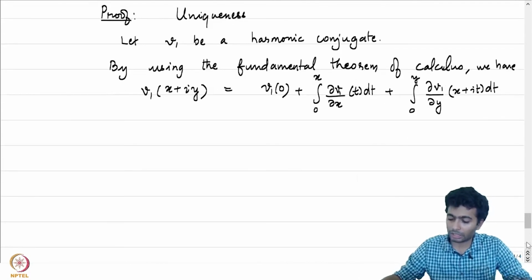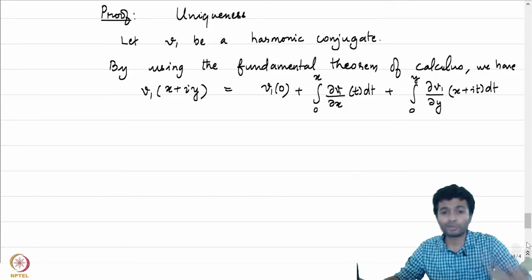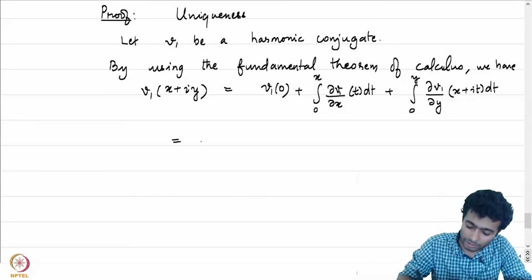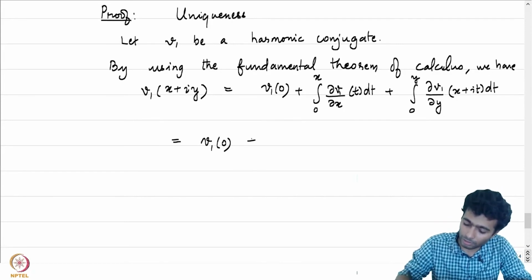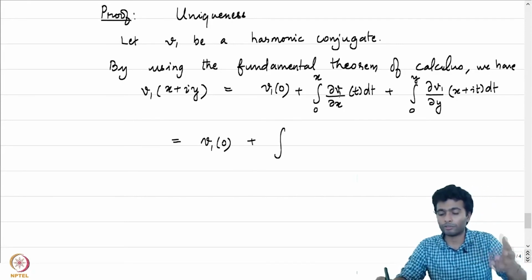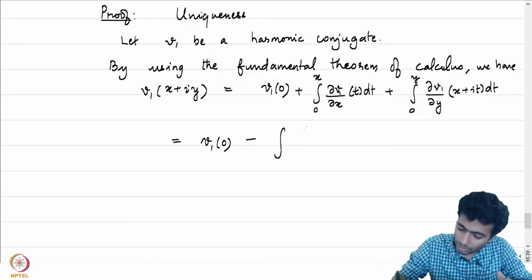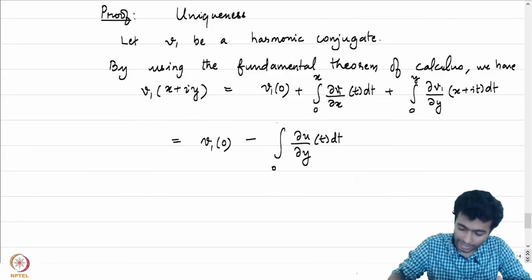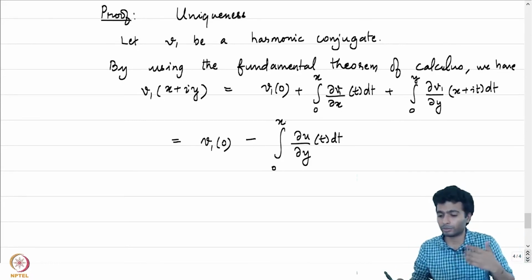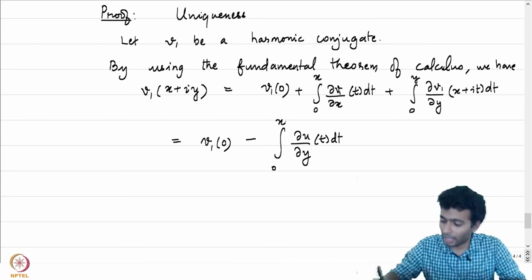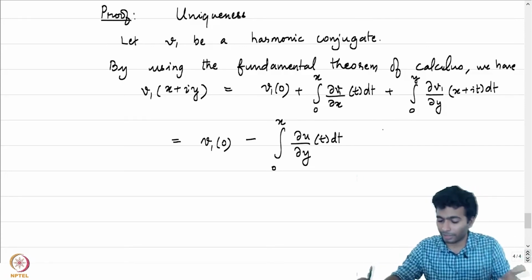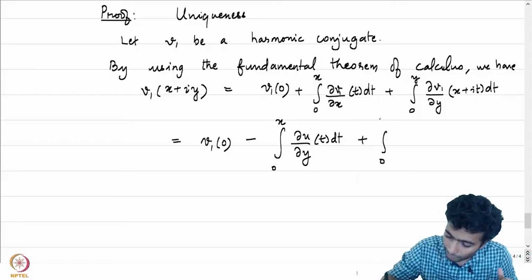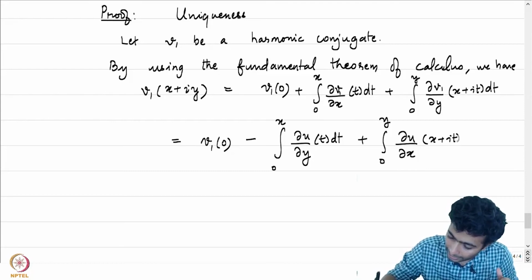But right now is a good time to invoke the Cauchy-Riemann equations, because this is in a different form equal to the integral of dou v by dou x. It is going to be equal to minus dou u by dou y of t dt from 0 to x, because v1x is equal to minus uy. And what is going to be v1y? That is going to be equal to ux. So, this is the integral from 0 to y of dou u by dou x of x plus it dt.